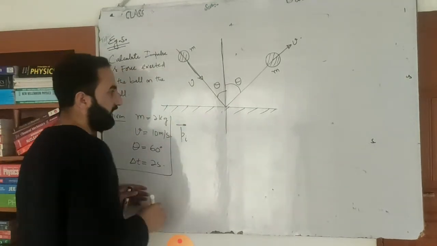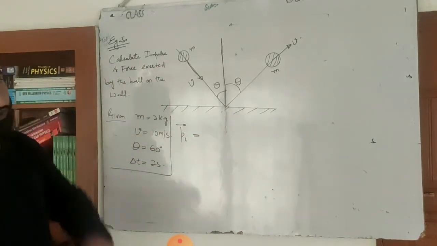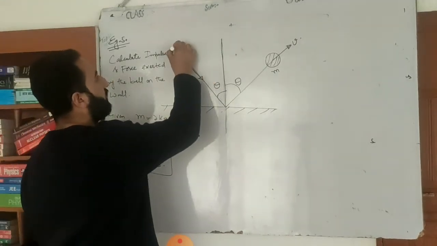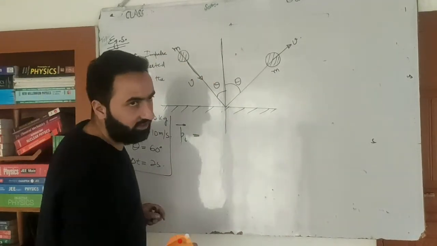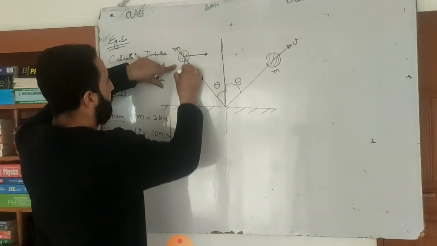Pi implies initial momentum. Okay, so for that we have to resolve this velocity into two rectangular components, or we have to resolve the momentum into two rectangular components. Its momentum is m multiplied by v. Okay, now I will resolve it into the two rectangular components. Pay attention.